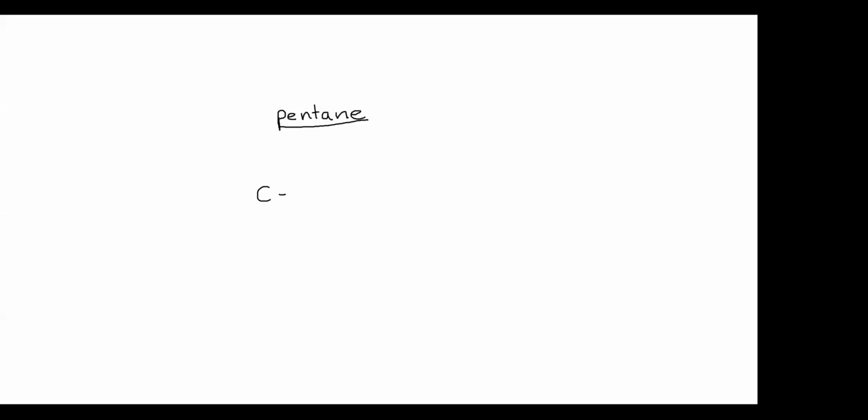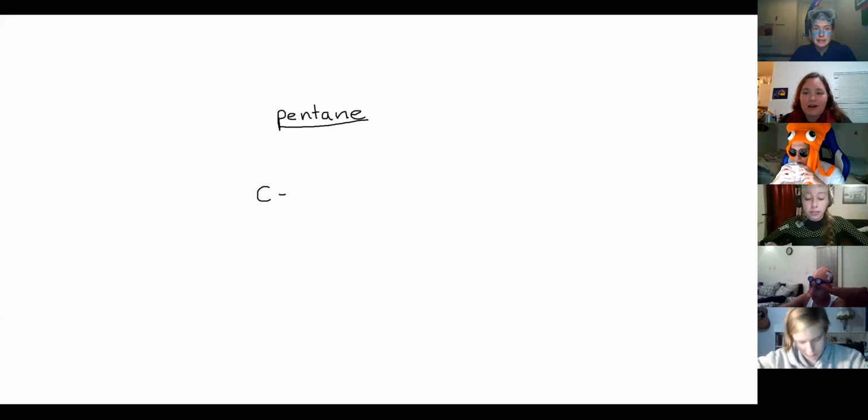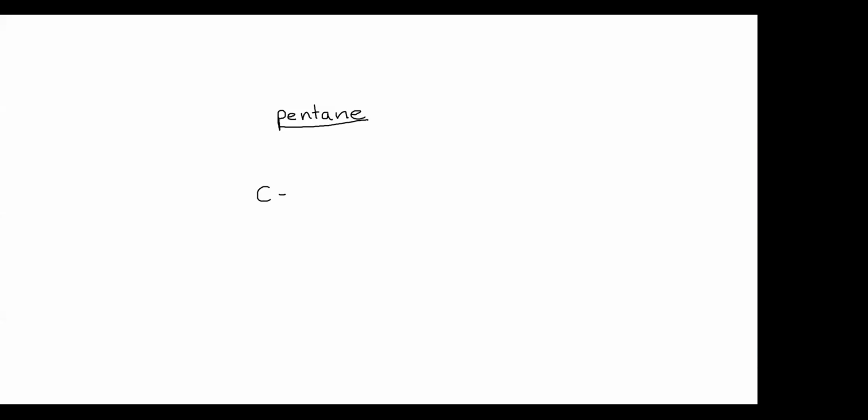All right. As a hint, you should manage to get two more isomers. So you should be able to draw a total of three different structures, all of which are isomers of pentane. Okay, can I ask for a thumbs up when you've got all of those so that we can go through it?